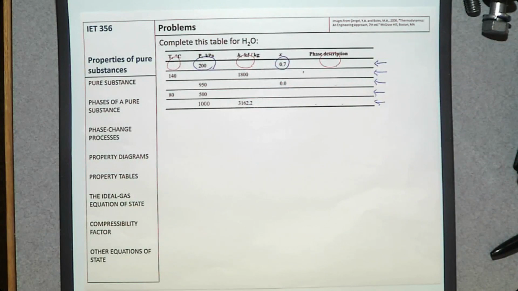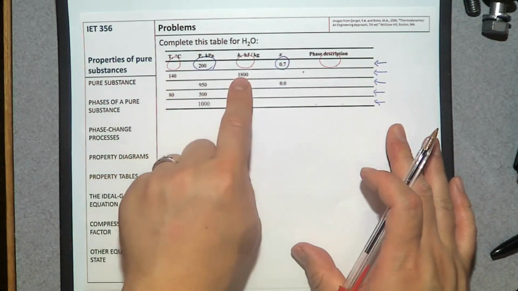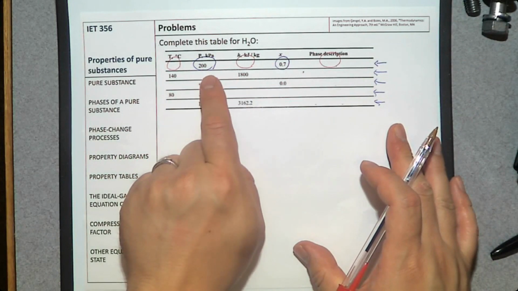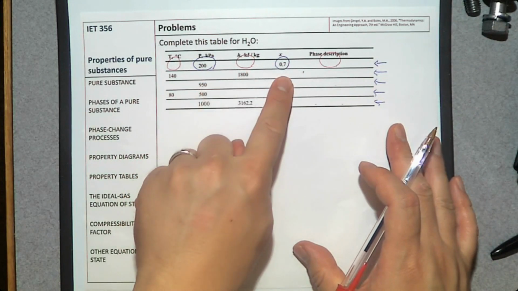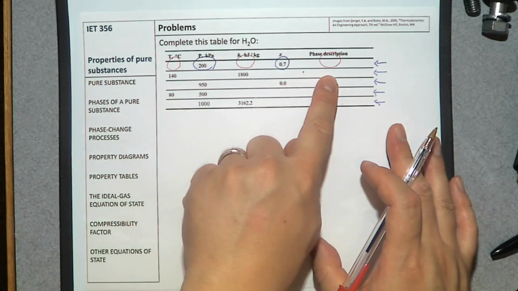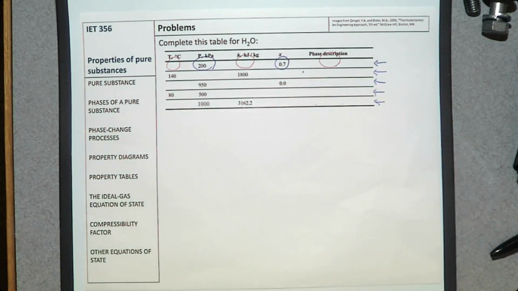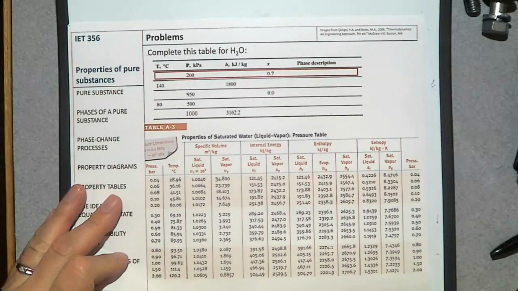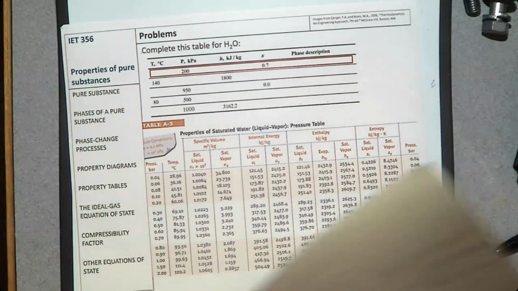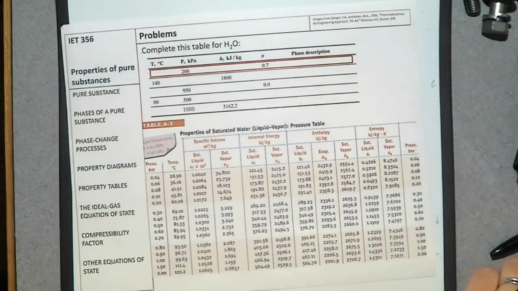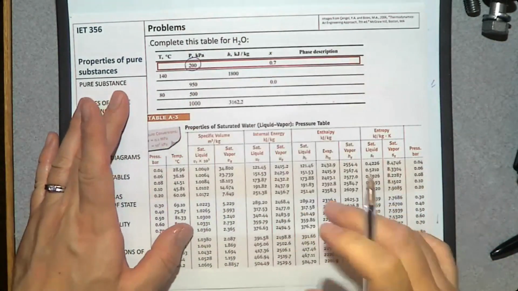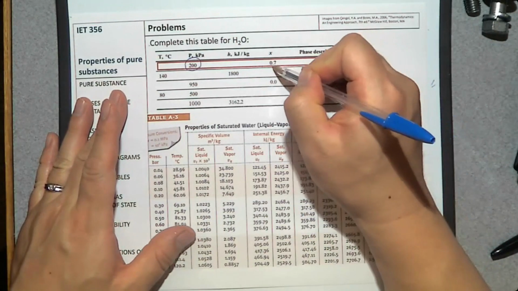In the second problem, you have temperature and specific enthalpy, and you are going to determine pressure, quality X, and its phase, and so on. So let's look at the first row. In this first row, we have pressure, 200 kilopascal, and quality X.